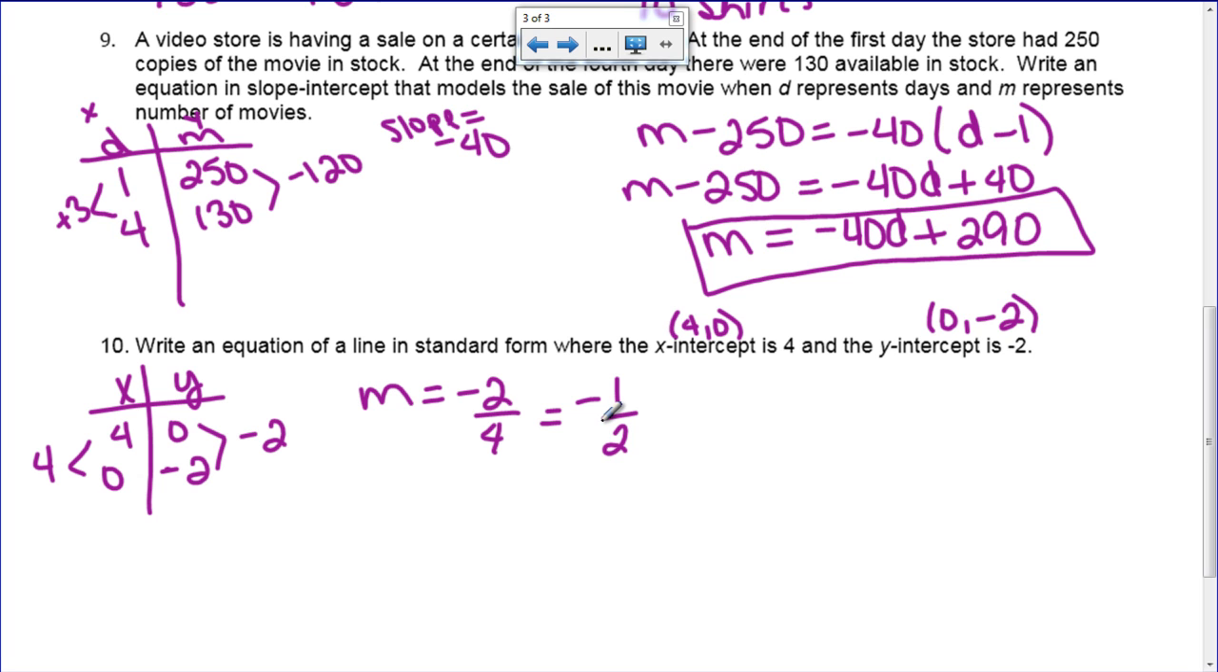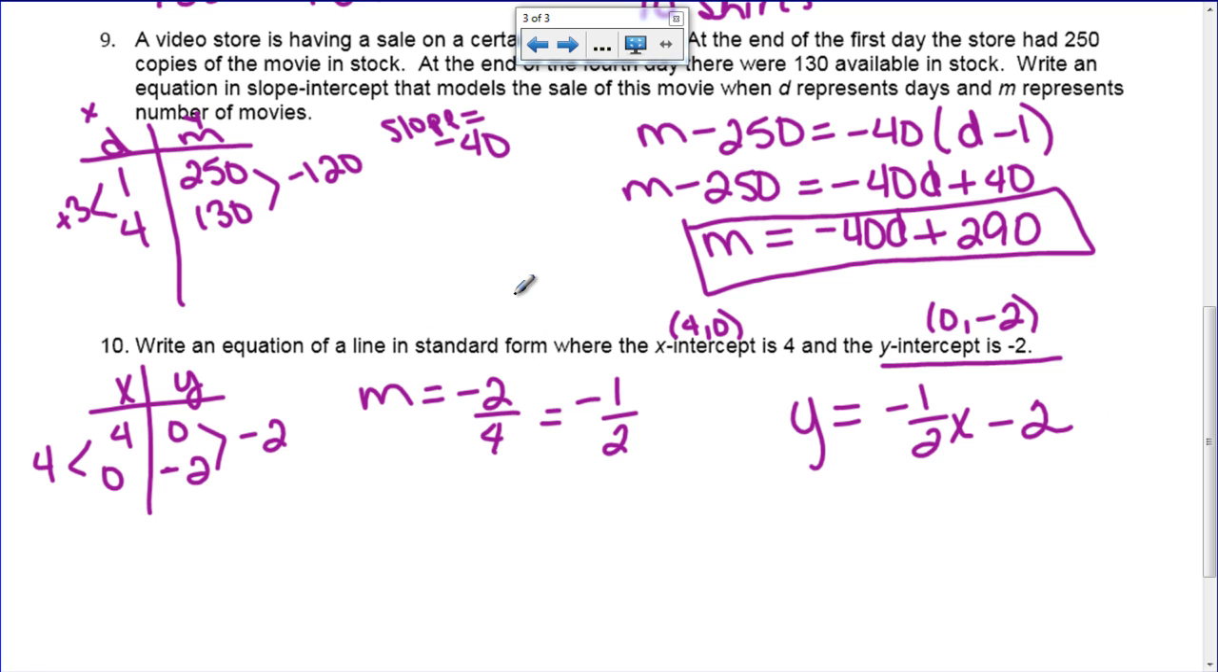So there's my slope. And guess what? They gave me the y-intercept. They said right here the y-intercept is negative 2. So my equation, in slope-intercept form anyway, is y equals negative 1/2 x minus 2. But that's not what they asked for. They want it in standard form.